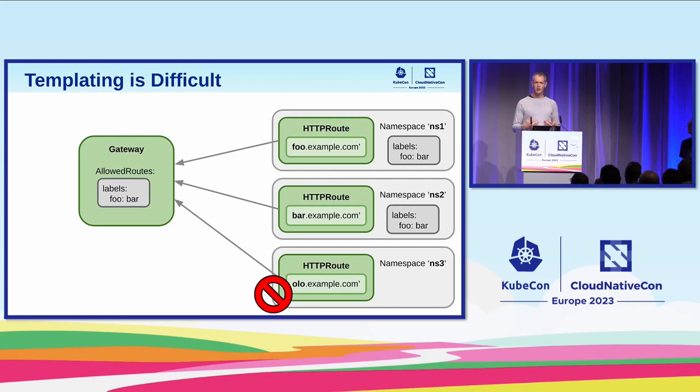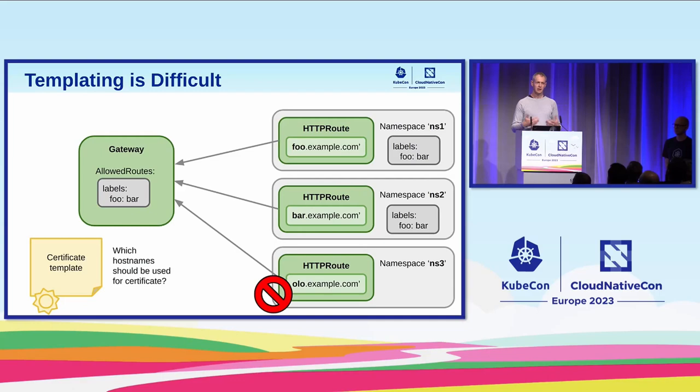So in this case, it's quite obvious that when we implement this, we should ignore the third route. If we imagine that the data path here also contains templates for creating a certificate, for example, then the question arises, what host name should be in those certificates? Again, the obvious answer is the host names from the first two HTTP routes, and the third host name should be ignored. This is easy for us, but expressing this with templating is a bit difficult.